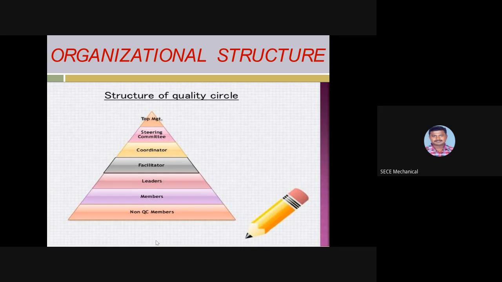Next is how quality circles operate. Looking at it: appointment of steering committee, facilitator and quality circle team leaders, formation of quality circles by nomination, training of all quality circle members, problem data bank and identification of problems for quality circle, quality circle problem resolution by quality circles. Next is presentation of quality circle solution to management.